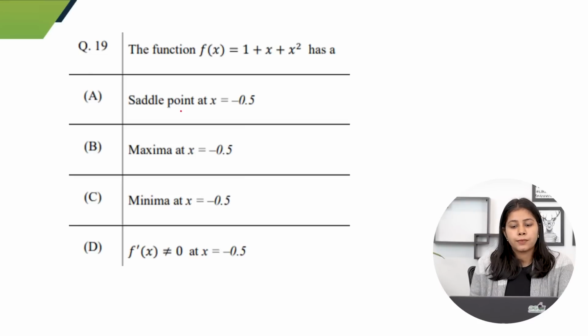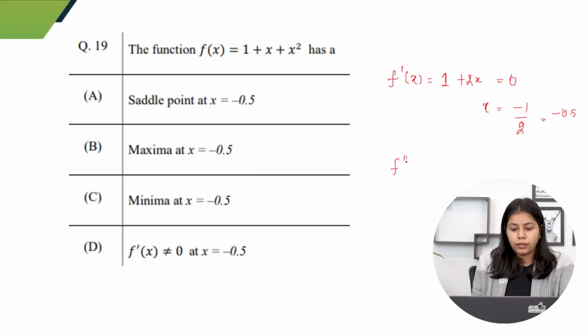The next question we have is, we are given a function and asked to find out whether it has a maxima, minima or saddle point. What does this function have? So what would I do? We know that to find maxima or minima, we first find the first derivative and equate it with 0. Then we check the sign of the second derivative to see whether it has a maxima or minima. So I'll find f dash x. Differentiation of 1 is 0. Differentiation of x is 1. Differentiation of x square is 2x. Next step, I'll equate it with 0. On solving, I'll get the value of x as minus 1 by 2, that means minus 0.5.